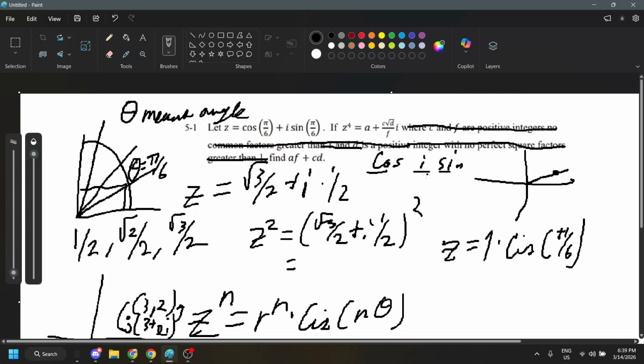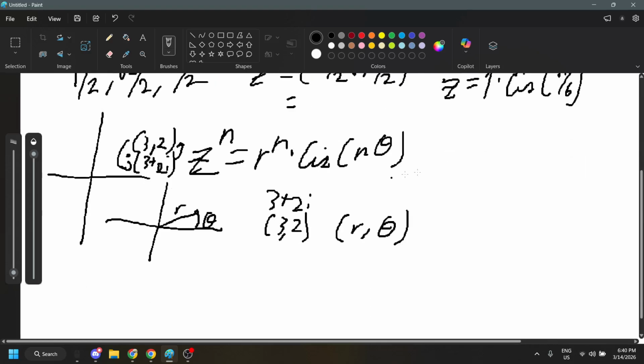Anyways, cosine i sine. So this thing is the same thing as this thing, okay? Cosine plus i times sine. So here we can also say this is equal to r to the n, r to the n times cosine of n theta plus i times sine of n theta.